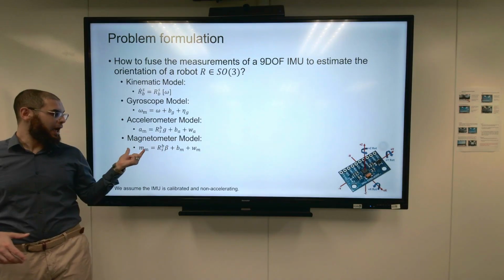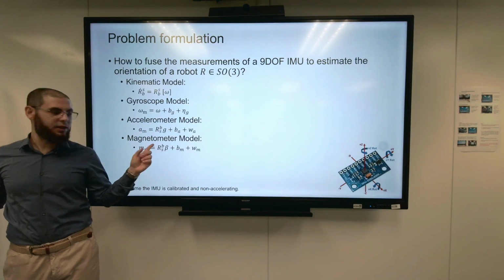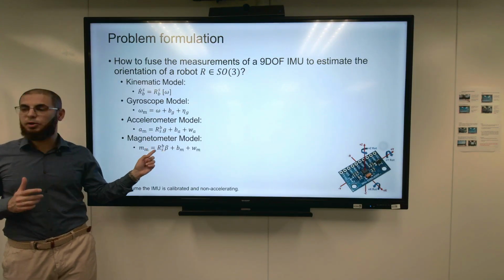The magnetometer was also given by this measurement model. So I'm measuring with the magnetometer the magnetic field of the Earth, or of the surroundings, this beta, and I'm also measuring it in the body frame, so I have the R here.